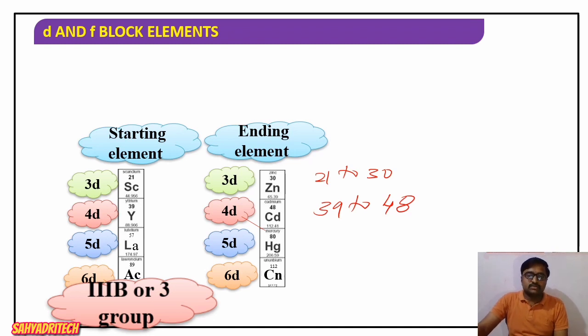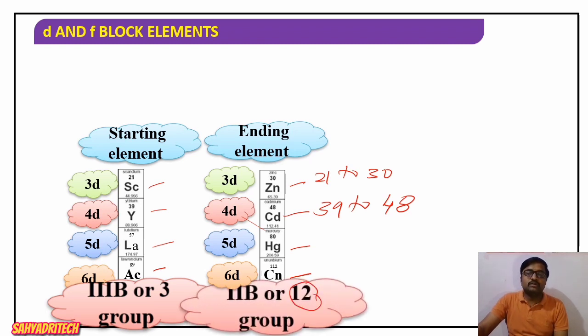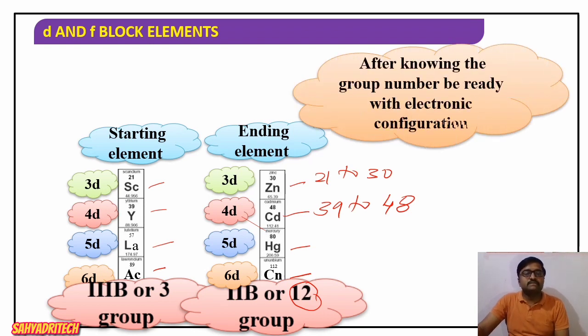5d and 6d series. In total, how many series? 4 series. We just noted the starting as well as ending elements. The starting elements are scandium, yttrium, lanthanum and actinium, and the ending elements are zinc, cadmium, mercury and copernicium. Now these ending elements belong to which group? They belong to the 12th group of the periodic table. So remember two things: the starting elements belong to the third group, and the ending elements belong to the 12th group.